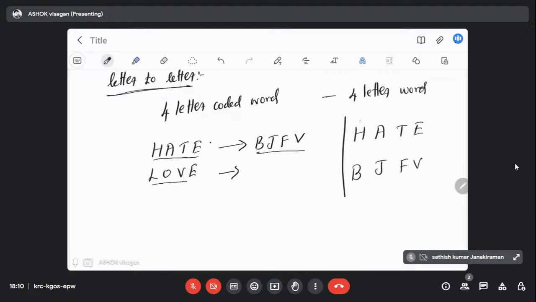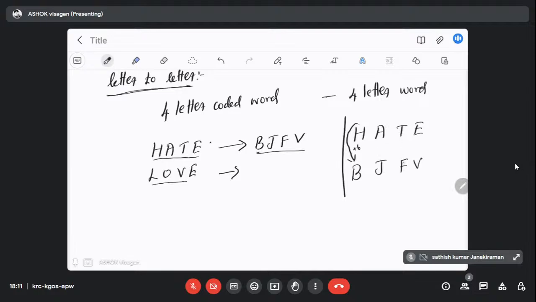First, always check the first letter with first letter. Try to connect the first letter with first letter. H and B. How many letters are different? B, C, D, E, F, G. 5 letters in between, 6th letter is H. So plus 6. Just check whether you are having same 6-letter combination between A and J and T and F.